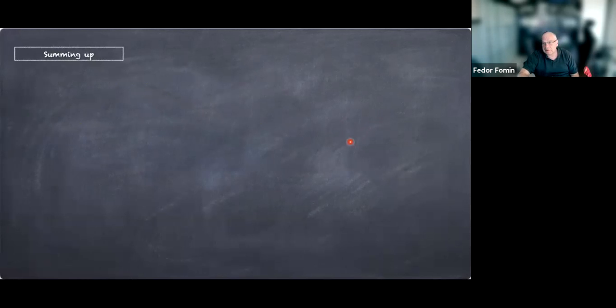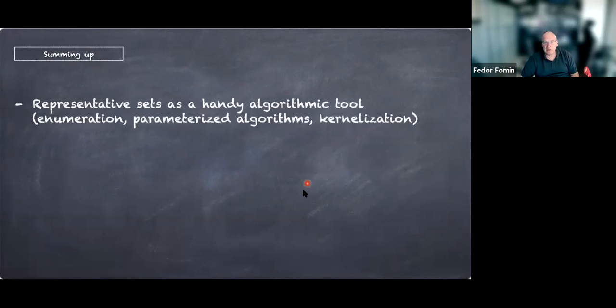Time's running out, and just summing up what happened in all our lectures. The main topic was representative sets and Bollobás lemma, and basically I tried to convince you that representative sets could be a very handy algorithmic tool, with quite a surprising range of applications in enumeration, exact algorithms and parameterized algorithms. If you remember, we discussed longest path algorithms and kernelization, and I was explaining the simplest applications of representative sets, because the world is much more beautiful and wider here.